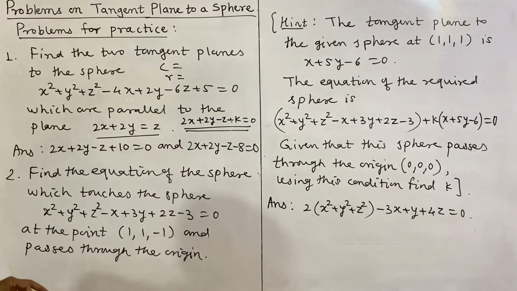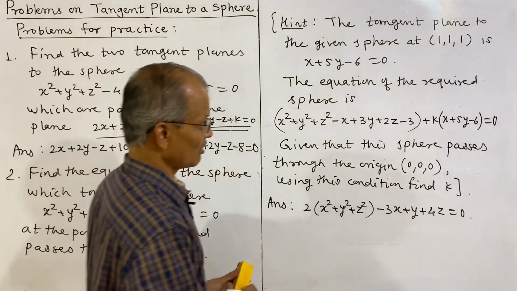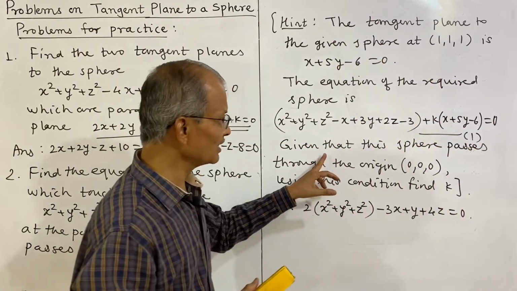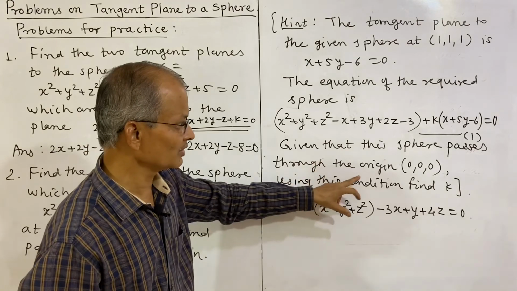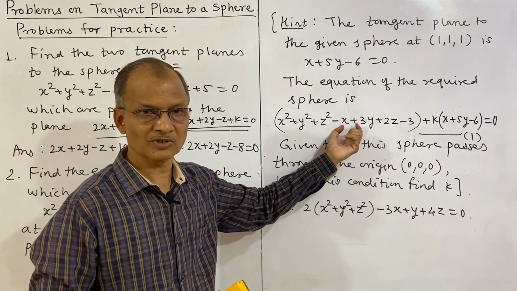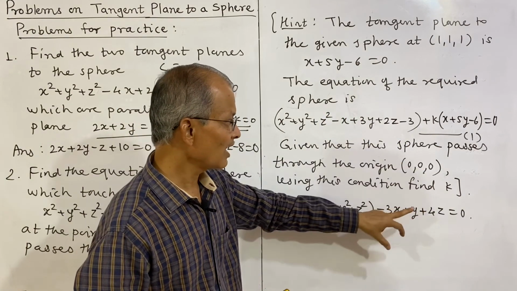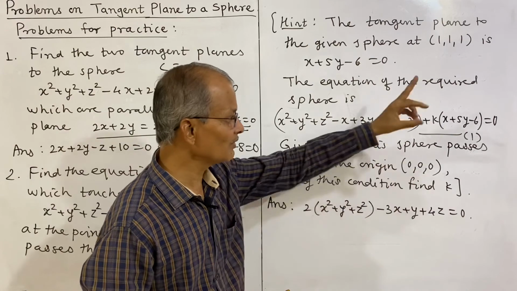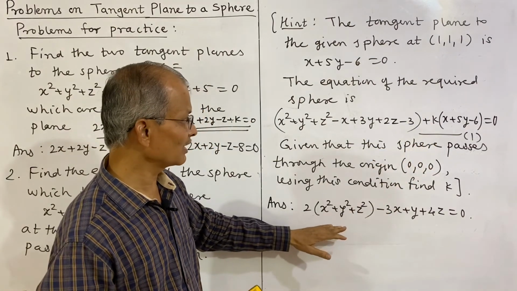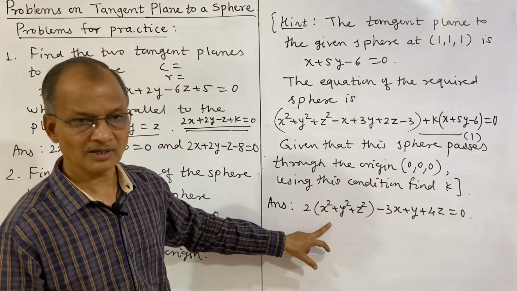To find the value of k, it is given that this sphere passes through the origin, or you may suppose this as 1 and use the further condition that this sphere passes through the origin, means the origin's coordinates must satisfy this equation of the sphere, and that gives the value of k. Find the value of k, and after getting the value of k, put it in the same equation 1, and finally we will get the equation of the sphere in this form, which is written here.